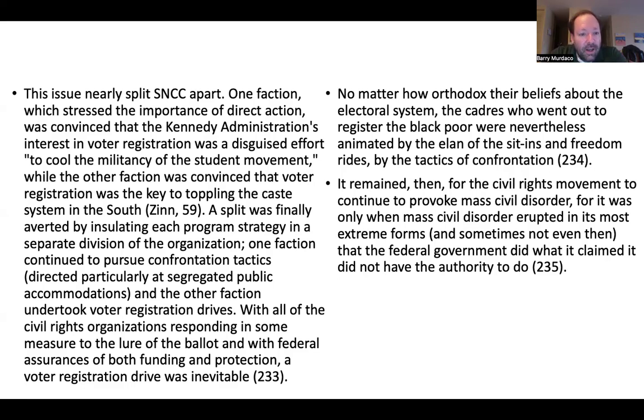According to Howard Zinn, who they quote here, the way in which groups like SNCC resolved this is that they split the movement apart. One part of the movement still focused on desegregation. The other part would focus more on the voter registration drives.